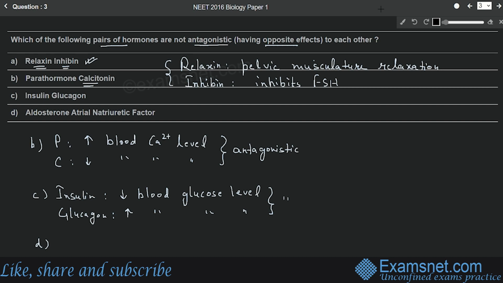And the last one is aldosterone. Aldosterone, let's write ALD in short. So what does aldosterone do? It increases the blood pressure.